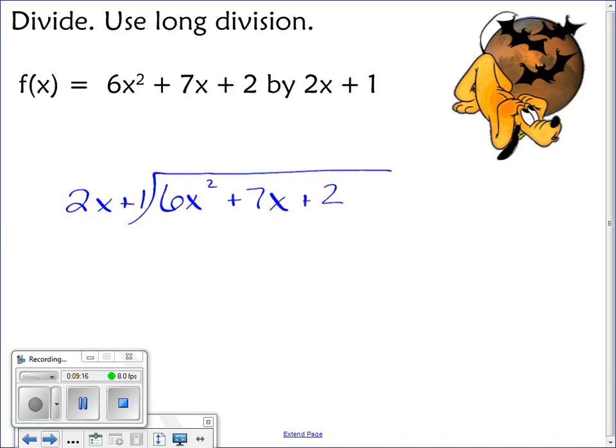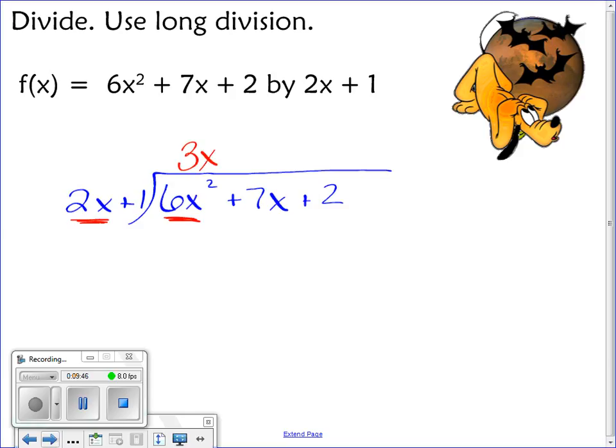All right, so here we go. When we are starting these, a little bit of a difference from the plain old long division, I'm going to start by only looking at the first numbers. I'm not really looking at what else is going on over here. I don't care what else is going on over here. First part, first part. So what do you multiply 2x by to get 6x squared? 3x.